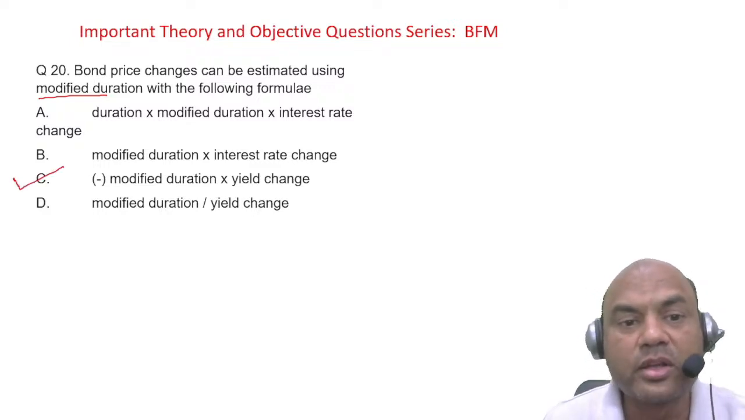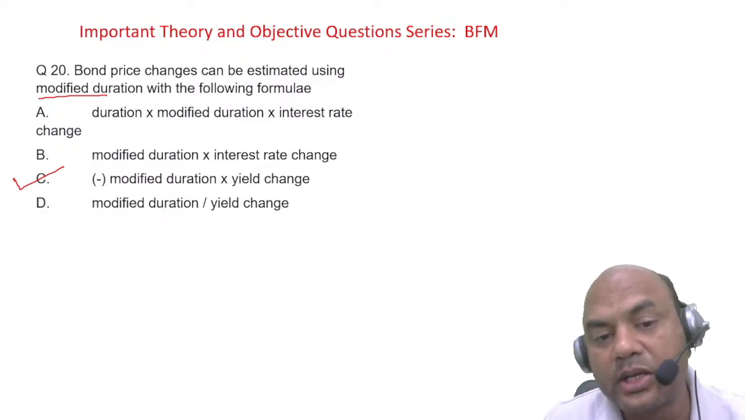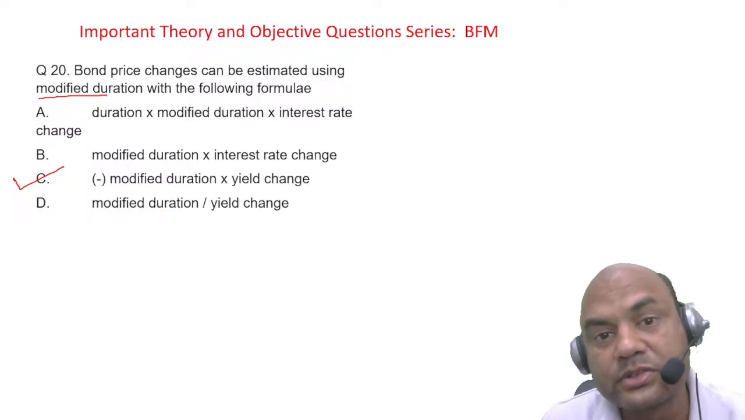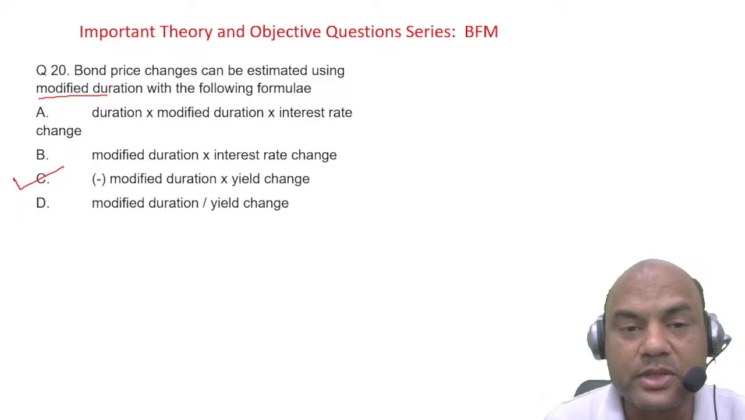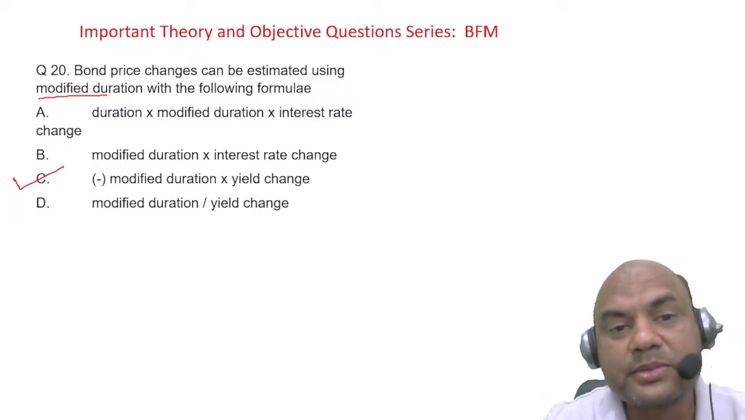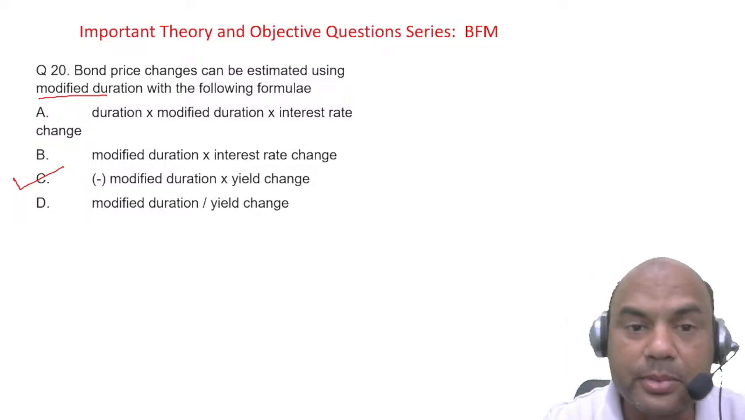Okay. So the bond price changes can be estimated using the modified duration with the following formula: minus modified duration into yield change. This is the answer. That's why I gave you the hint. What was that first question, the initial question? It was: bond price and the yield are always in opposite direction, right?